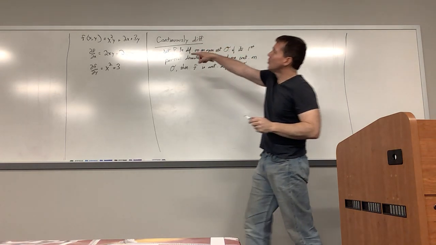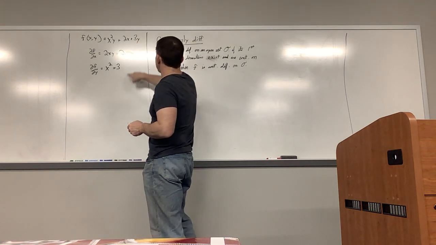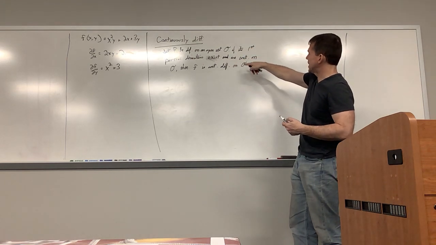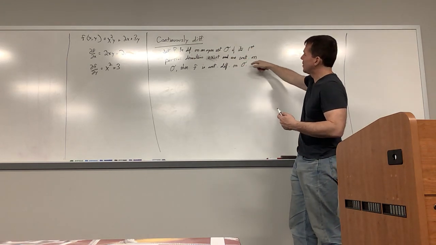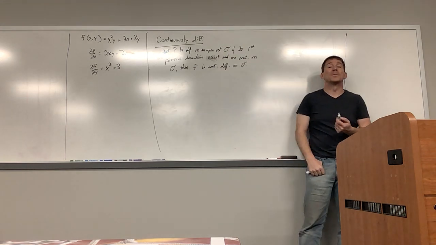So say those over there. I have this function, I take its partial with respect to x and with respect to y. So its first partial derivatives exist and are continuous, those are clearly continuous. Then f is continuously differentiable on O.